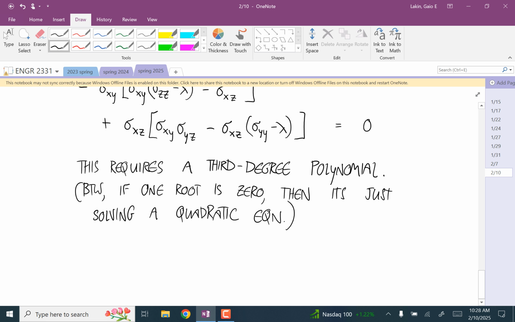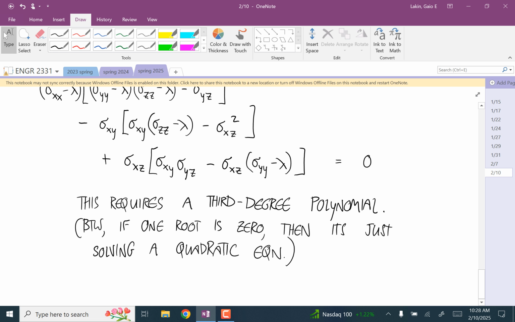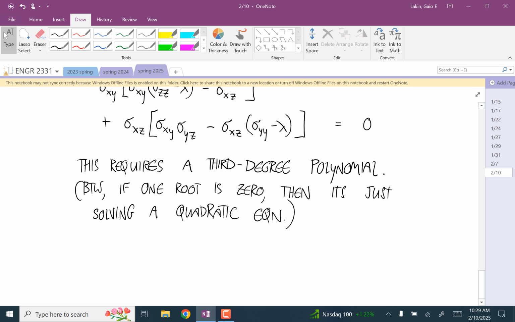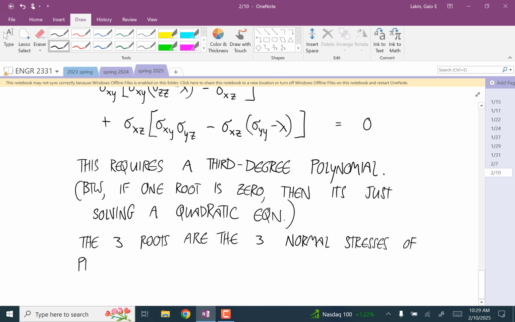So solving that gives you the three roots. It makes sense that it has to be a third degree polynomial because we know we're looking for three roots, the three normal stresses. Okay. So the three roots are the three normal stresses of the principal stress tensor.